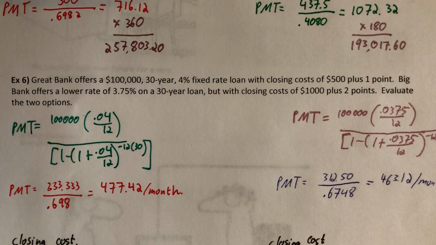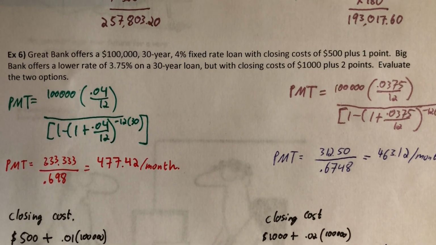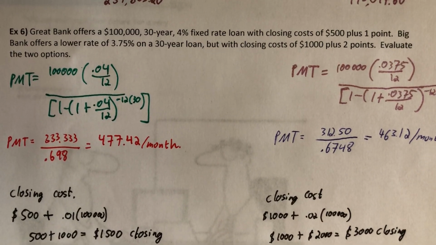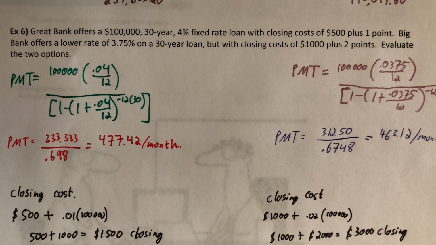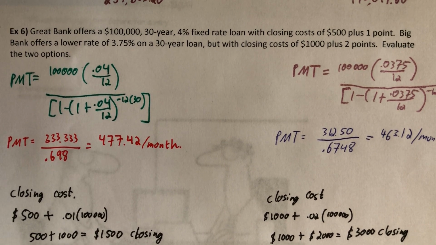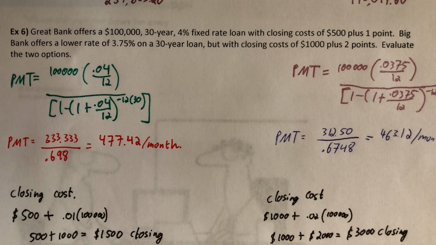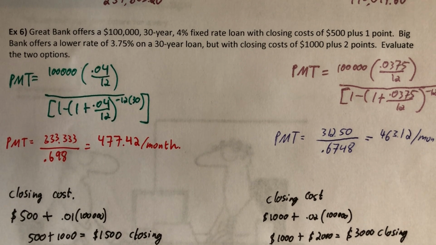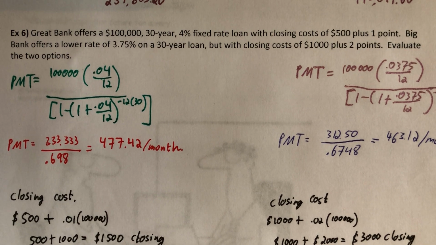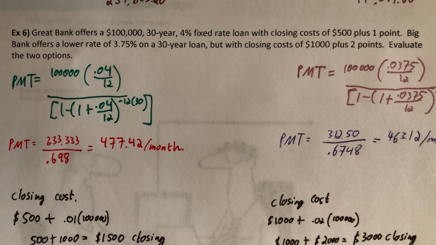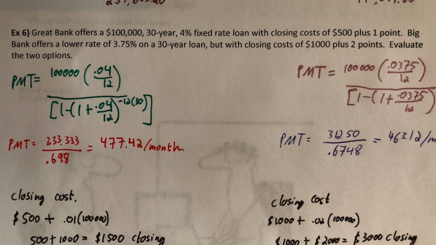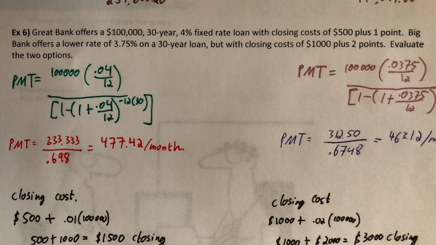All right, so Great Bank is going to offer a $100,000 30-year loan, 4% fixed rate. They're going to charge $500 in closing costs and 1 point. Big Bank is going to offer 3.75% on a 30-year loan, but they're going to charge us $1,000 closing costs plus 2 points. So what are our two options?